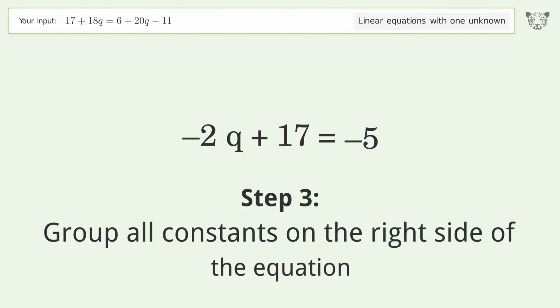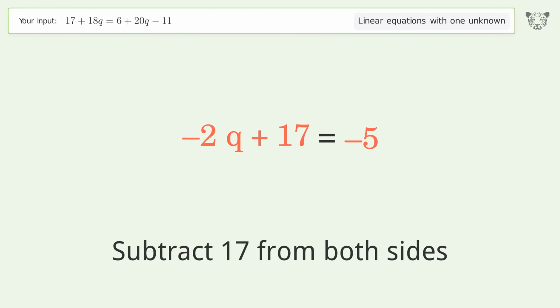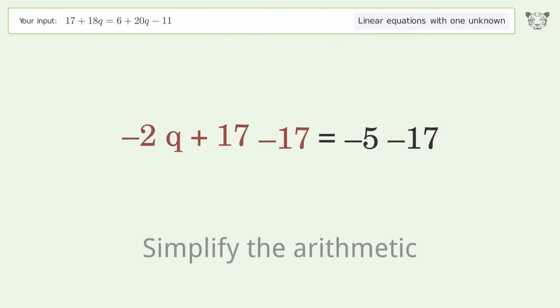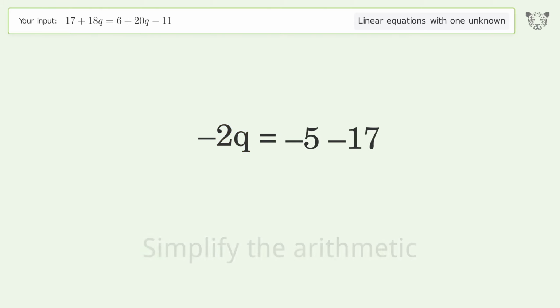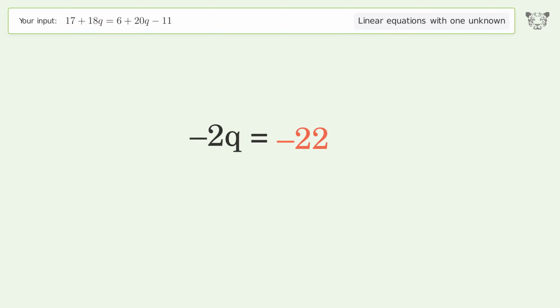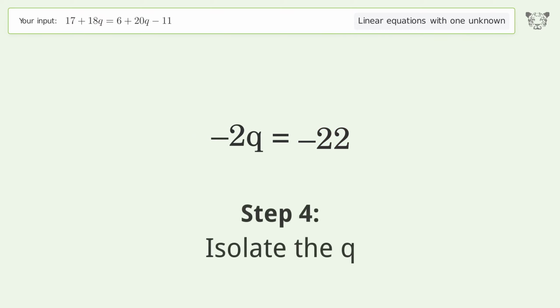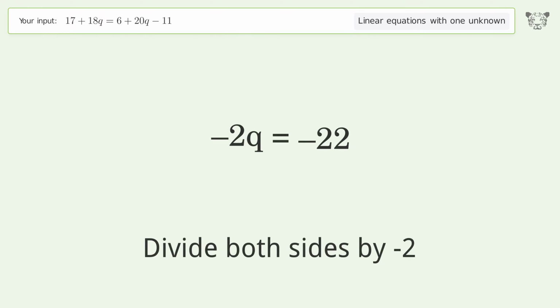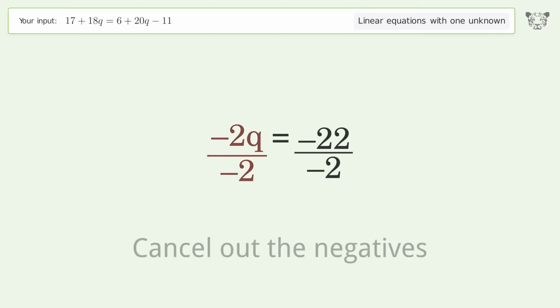Group all constants on the right side of the equation. Subtract 17 from both sides. Simplify the arithmetic. Isolate the q. Divide both sides by -2. Cancel out the negatives.